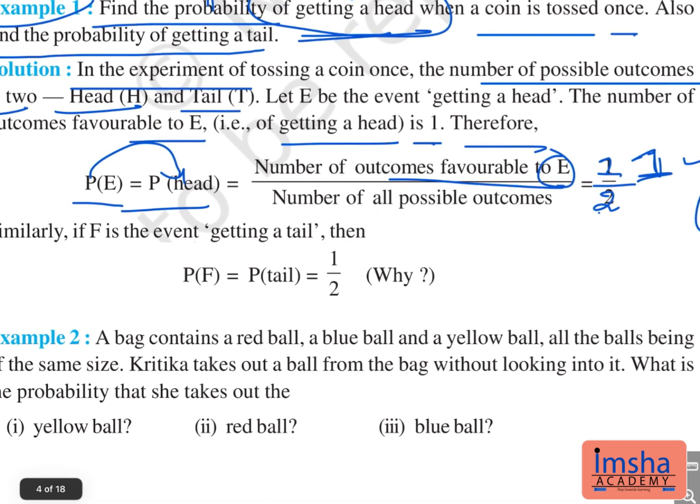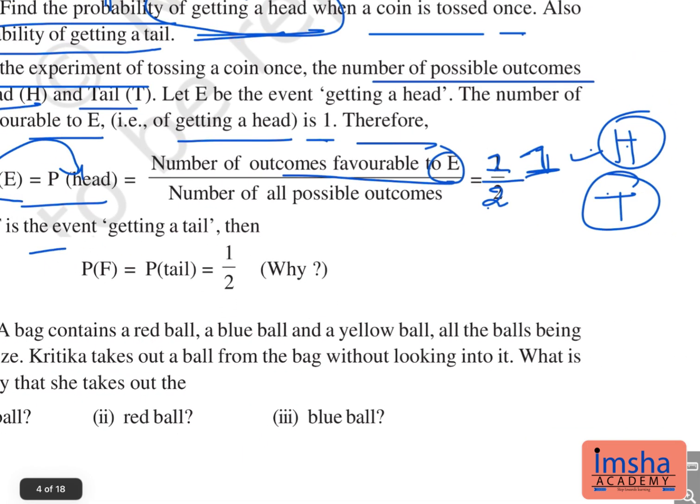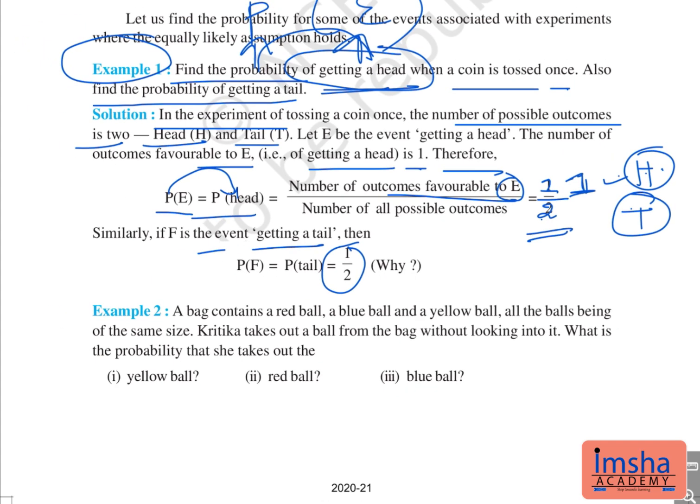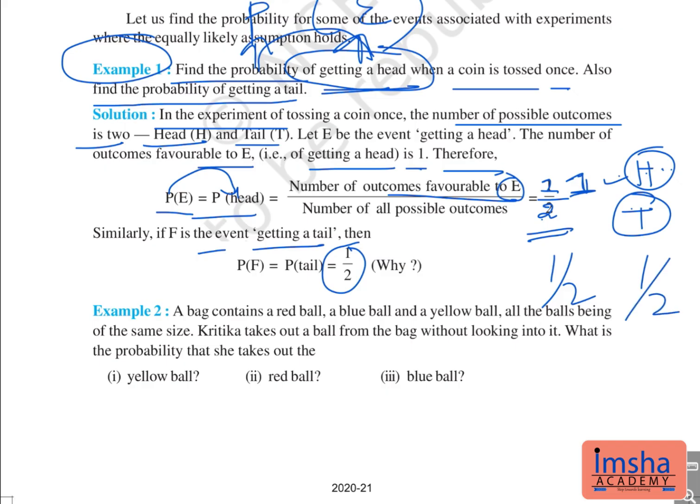Similarly, if F is the event of getting a tail, this is the answer: 1 by 2. If they ask you the probability of getting a tail, that is also 1 by 2, right? Because the same way we may get head one time, we may get tail also. So the probability is half for both of them. 50-50 chances, not 100% chance. You cannot say 100% that you'll get head only, or tail only.